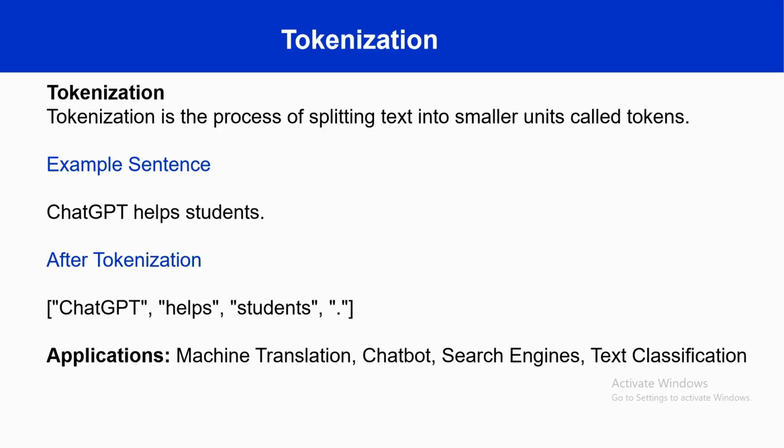Why do we need to perform tokenization? Because computers cannot understand complete sentences directly. Instead, they process one token at a time. Tokenization is widely used in chatbots, search engines, machine translation systems, question answering systems, and text classification. Without tokenization, NLP applications cannot function effectively.